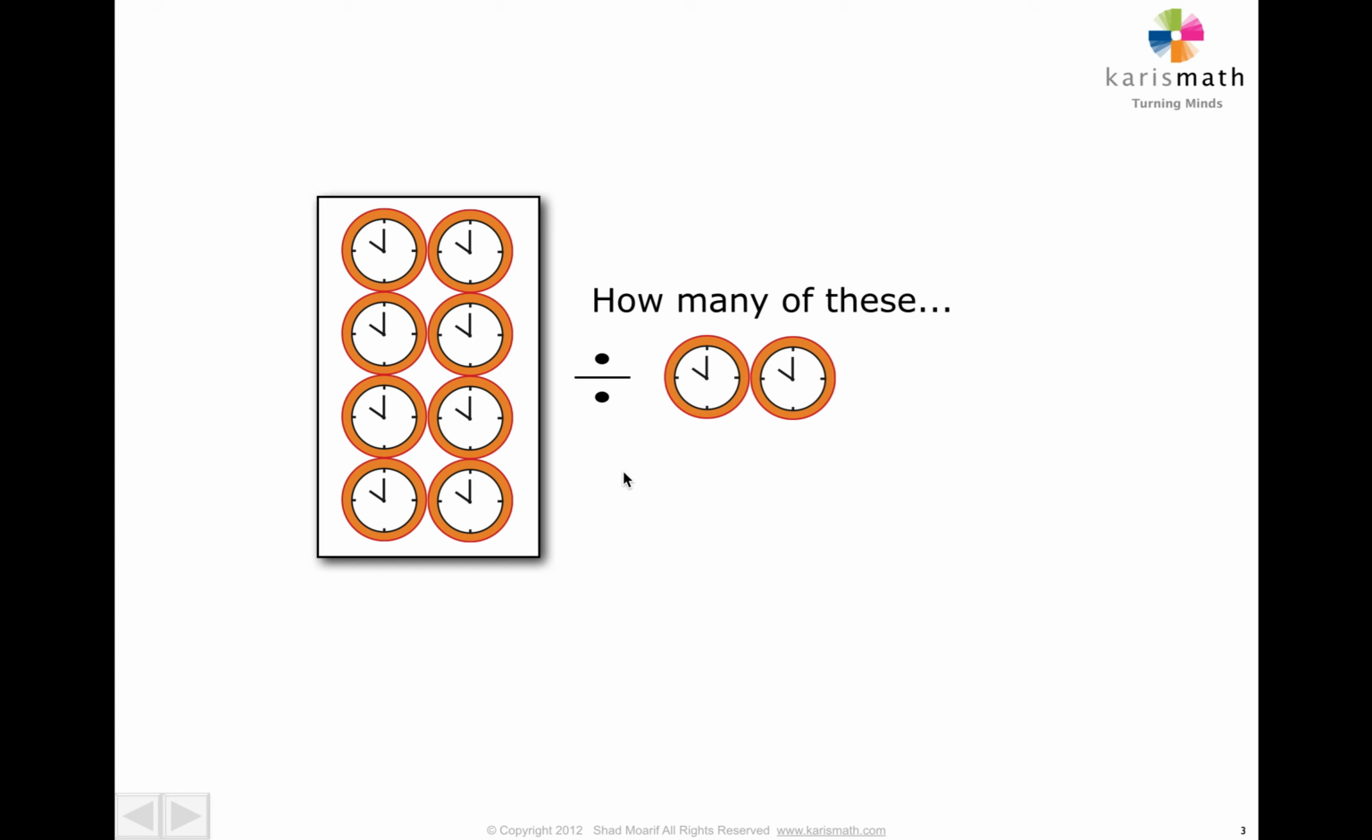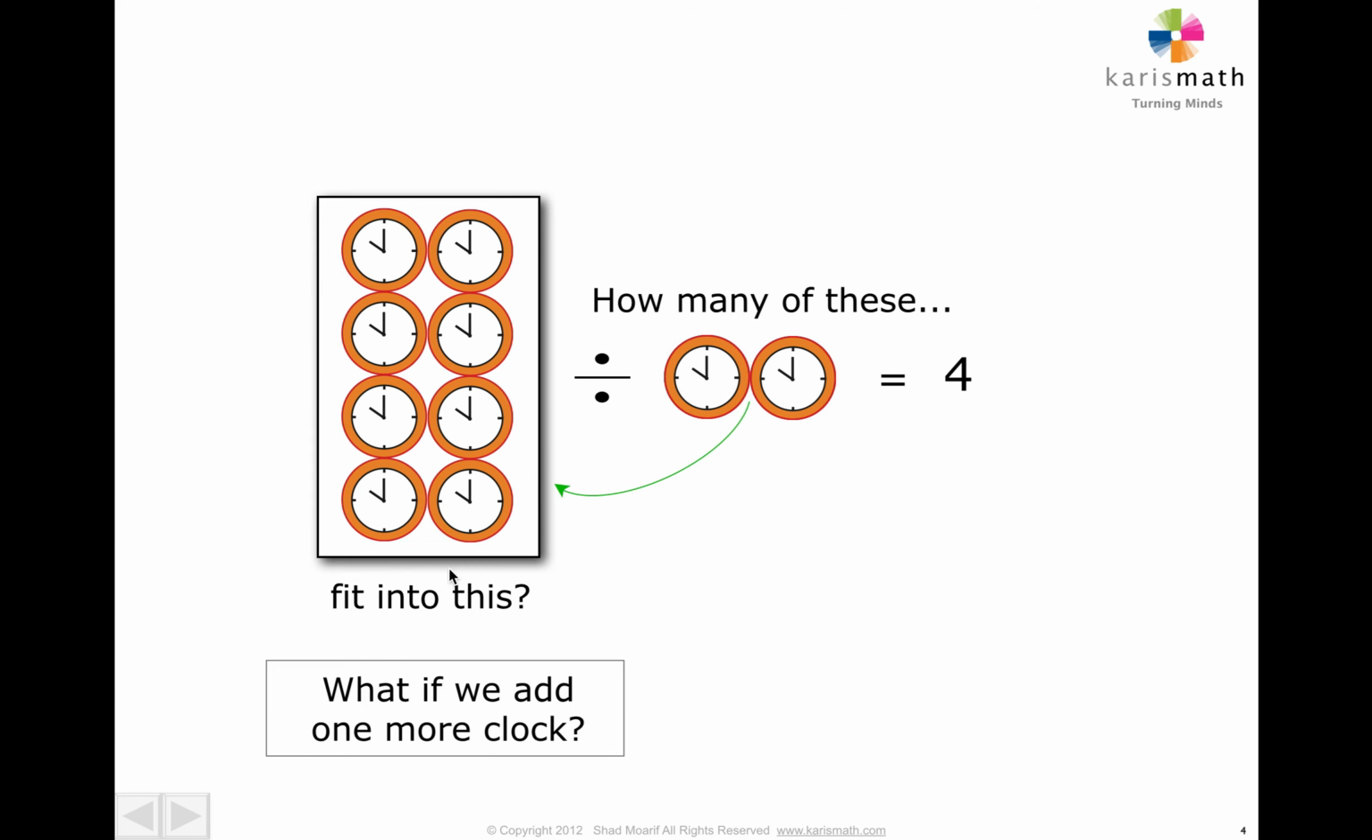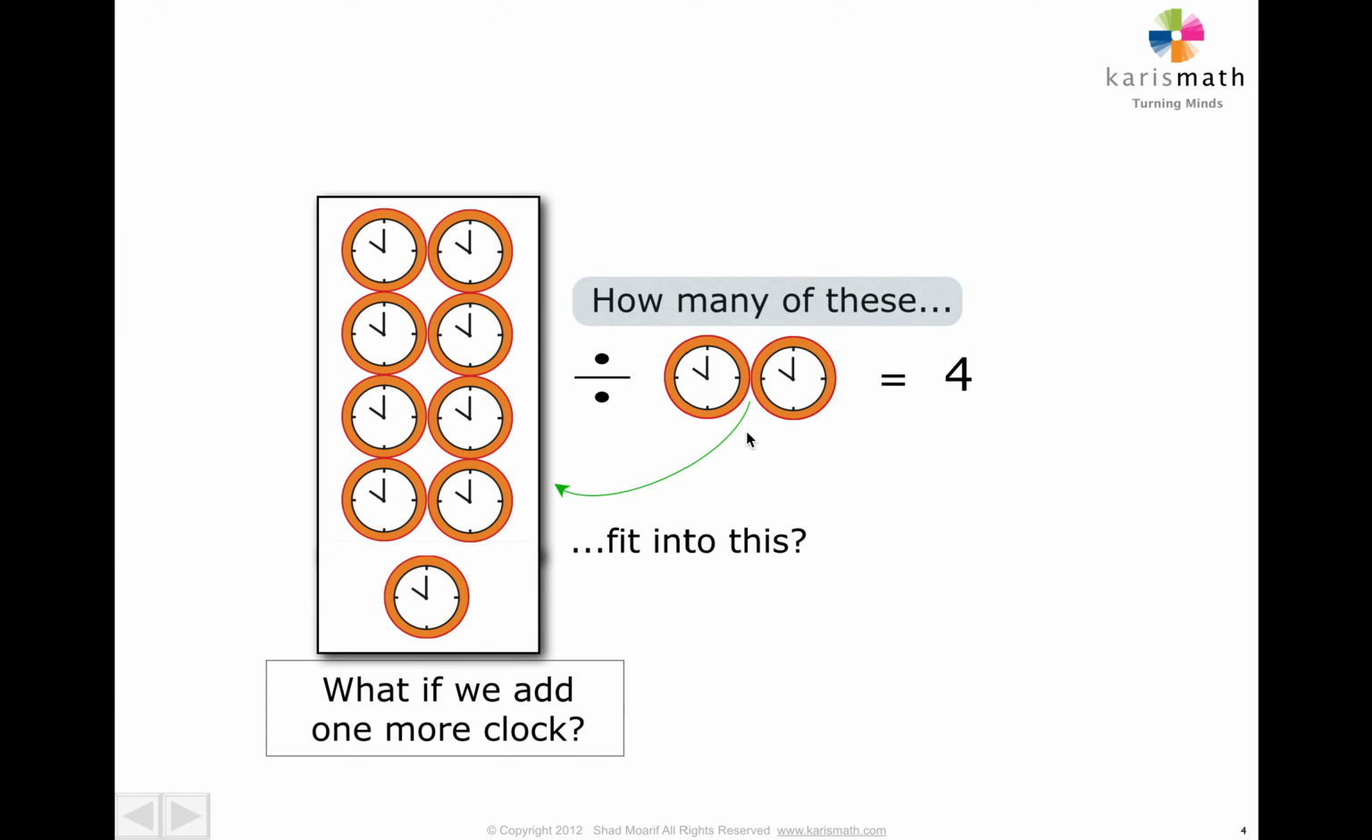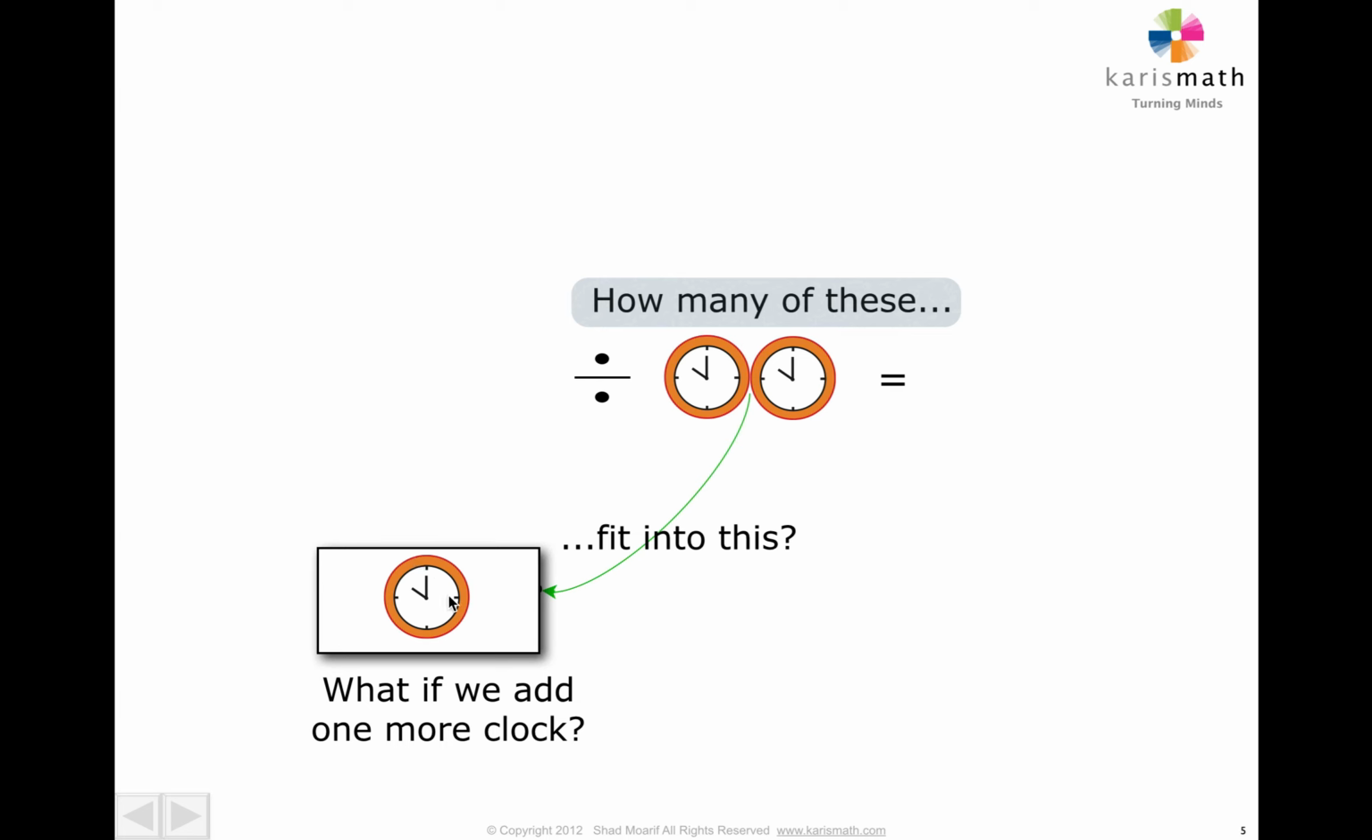But first, let's just review this. How many of these fit into this? Well, there's 1, there's 2, there's 3, and there's 4. So 4 of these fit into it, and that's your answer. But what if I add one more clock here? We now have 2, 4, 6, 8, 9 clocks. How many 2s fit into 9 clocks? We know 4 of them certainly fit into 8 clocks, but how many fit into this one, the 9th one?